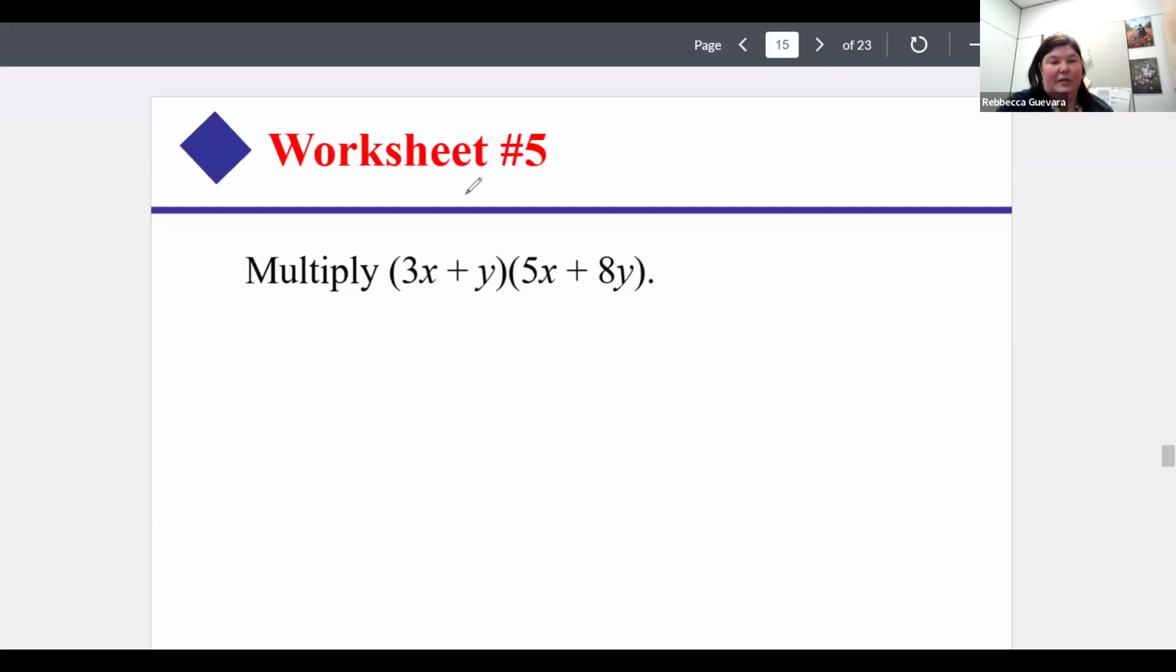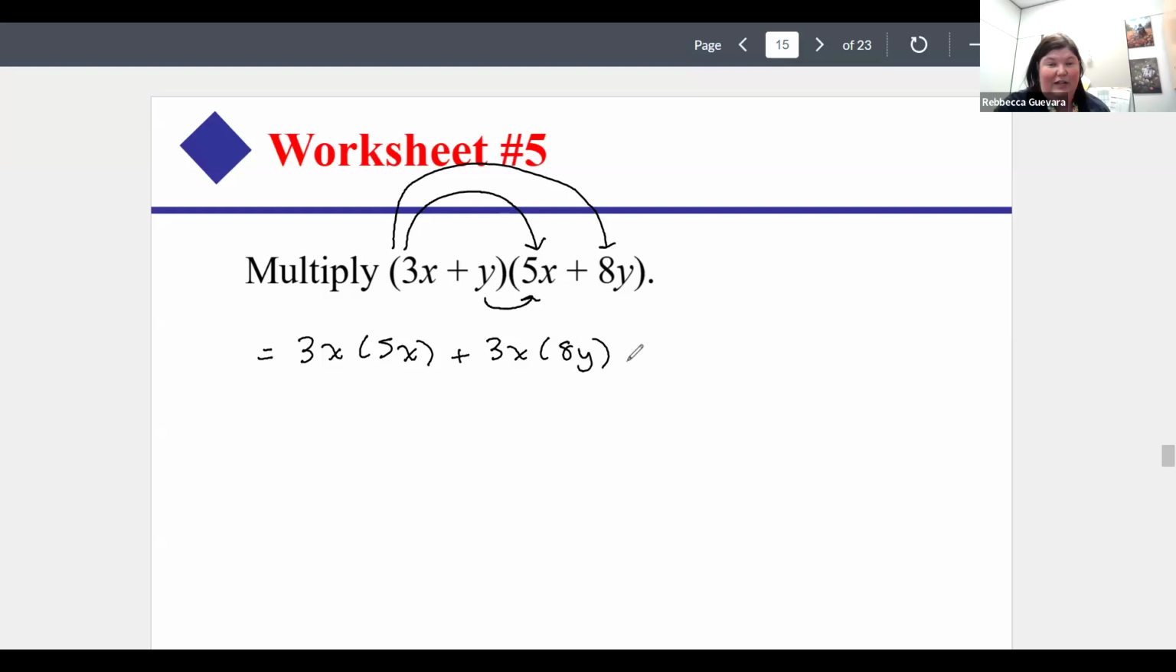Okay. So I'm going to do my umbrellas, but I'm going to still do FOIL with it. So I need to make sure I pair these two terms together, which are my first. So I need my 3x and my 5x. Then I need to make sure the 3x matches with the other term in the other polynomial. So I get a 3x times 8y. Then I'm going to do this with this term here. So I'm going to match that y to that 5x. So I get y times 5x. And then I'm going to match this y with this 8y. So I get y times 8y.